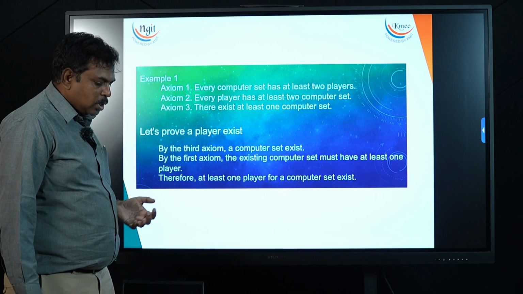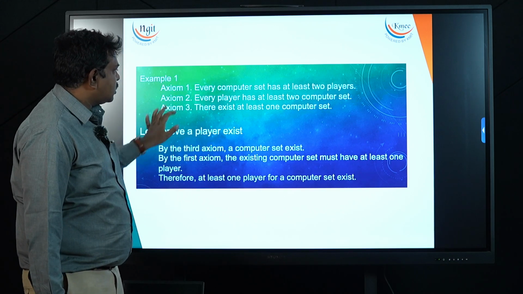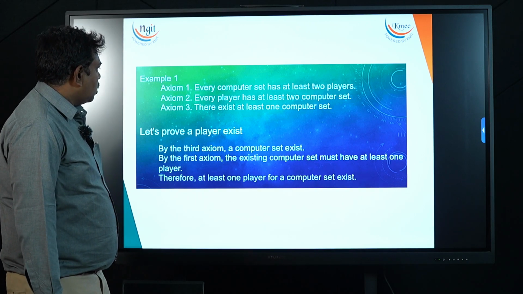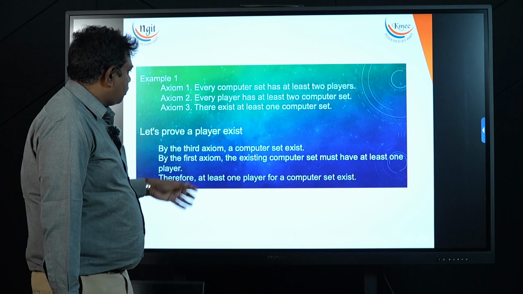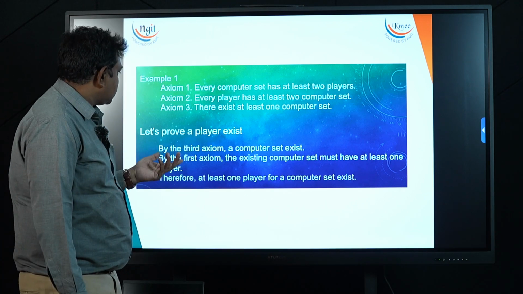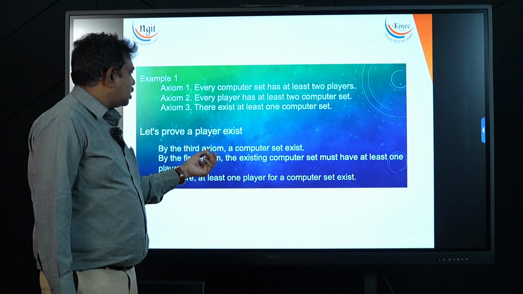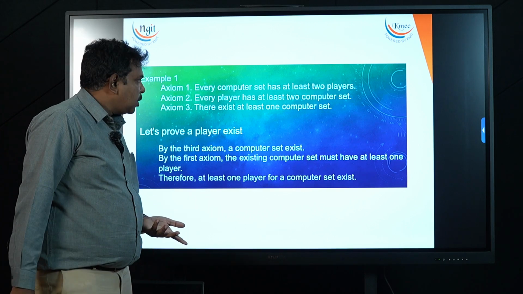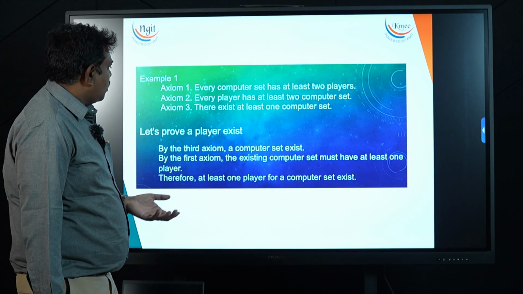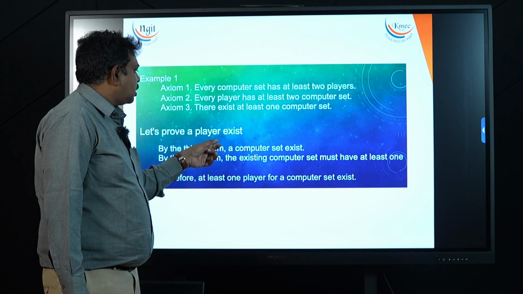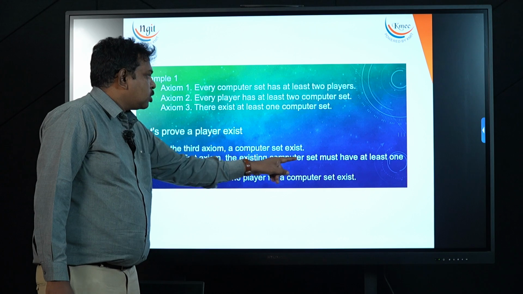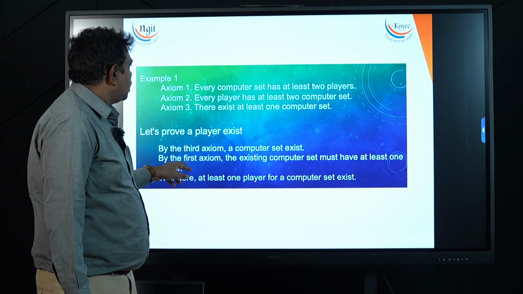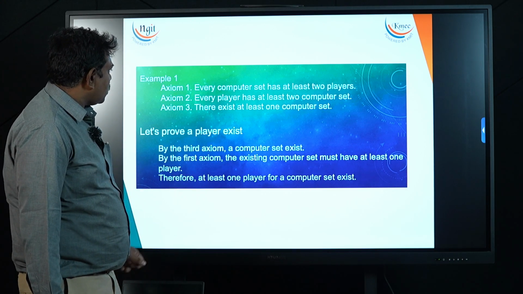Now I want to prove one theorem: whether a player really exists. By looking at these three axioms, I have to tell whether a player really exists in the system. So how do we infer this? By the third axiom we can say that a computer set exists. That is indirectly giving me a clue that when a computer set exists, the existing computer set must have at least 1 player.